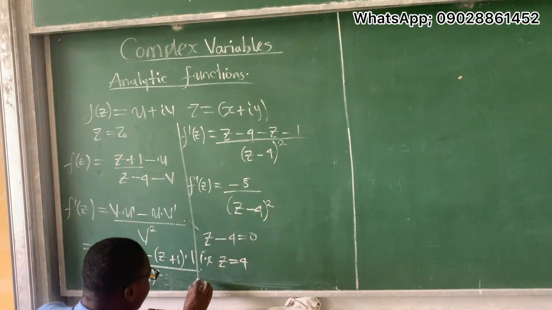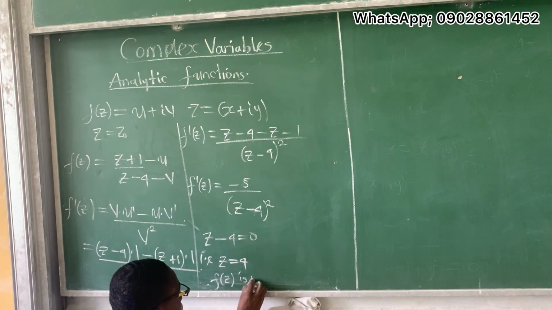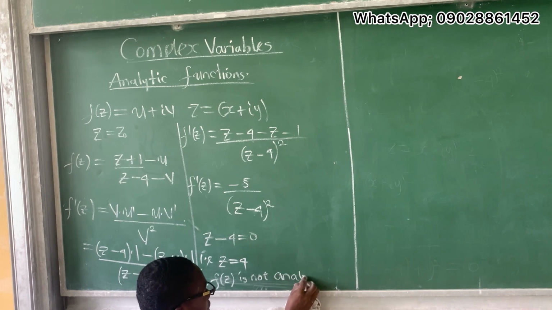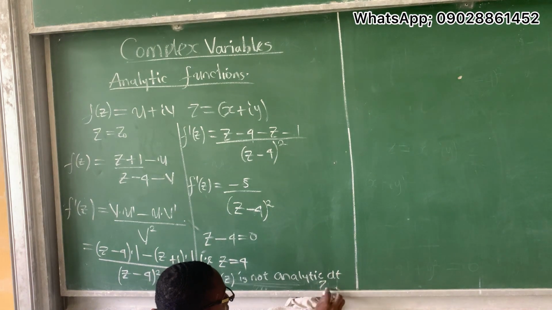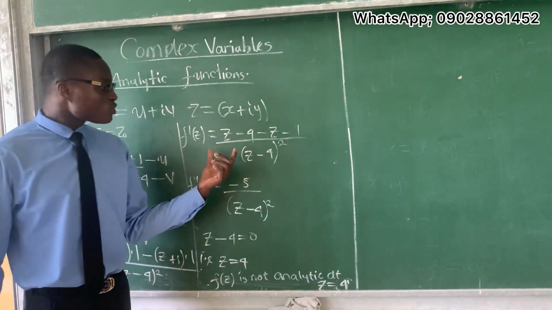Therefore, f of z is not analytic. It's not analytic at z equals 4. So we are going to move to the next one.